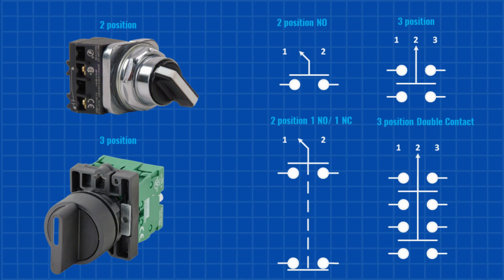Selector switches typically come in three standard sizes: 16 mm, 22 mm, and 30 mm. They're usually available in 2-position or 3-position types, and they can be either maintained or spring-returned. You can also customize them with different contact blocks. For example, a 2-position switch might have one normally open and one normally closed contact, depending on how you need it to function in the circuit.